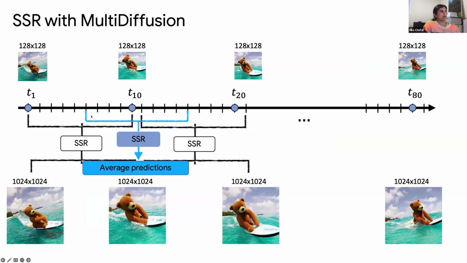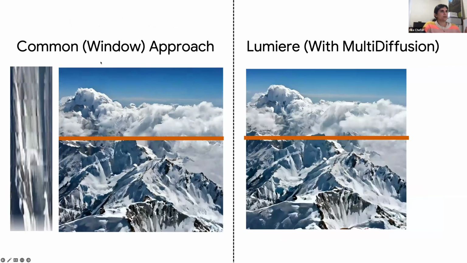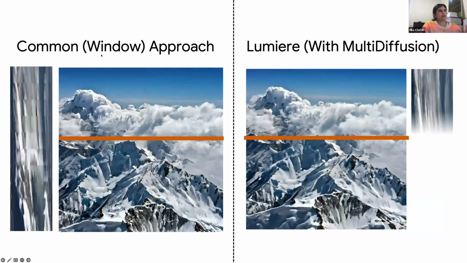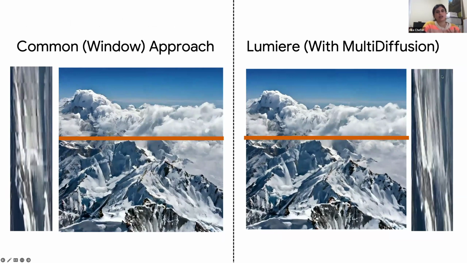So basically, this frame here is going to be joined for this window and this blue window here. And then the prediction for this frame here is going to be averaged across the prediction by this window and the prediction by this window. And then the averaging effect kind of mitigates the boundary effects that we saw in the previous slide. So here you can see on the left, the window approach, and on the right, Lumiere's approach with multi-diffusion for the SSR. And you can see that those boundary artifacts between each one of those windows are mitigated by the averaging, which makes a lot of sense.